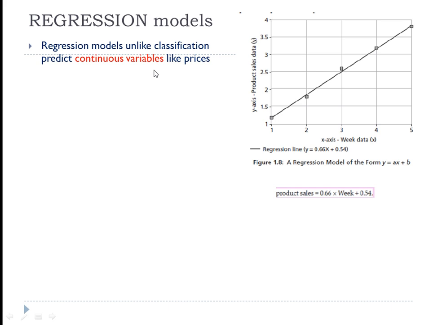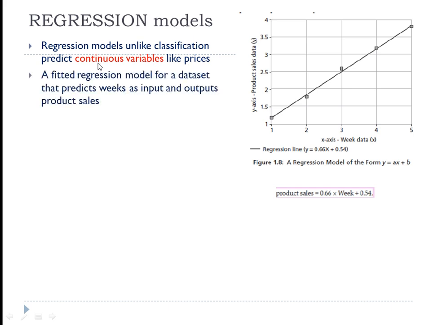Suppose I want to predict the prices of petrol. I have given some data sets about the prices of petrol over the last 5 years, and I give a training and testing data set to predict what the price of petrol would be, maybe in the next 1 month. Then the value can't be discrete, it will be a continuous value. So in such a case it is not a classification problem, it's a regression problem. Regression models, unlike classification, predict continuous variables like prices.